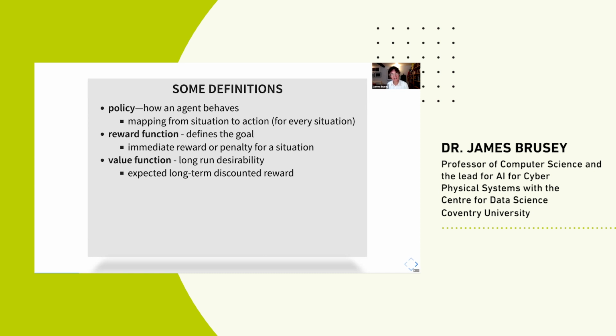Okay, and then the next thing that you need to know about is a value function. The value function is basically saying, what's the long run desirability of a particular situation or state? So you might be in a particular situation, for example a position on a chessboard, and the question is, how good is that position from your point of view? That may be an estimate of how likely you are to win, for example.